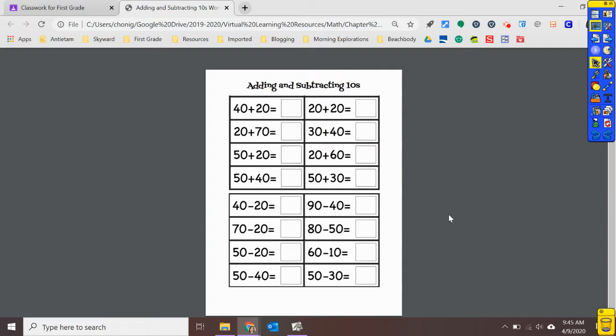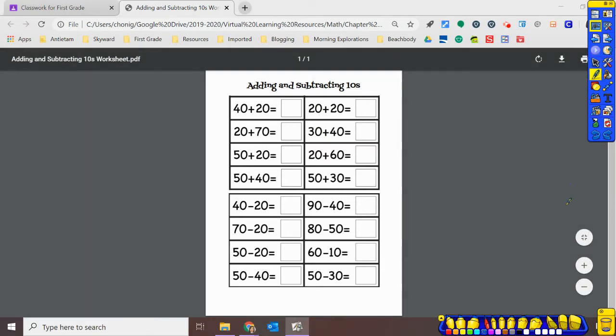So we're going to do a different page that's not in your workbook today. What I need you to do is either have this page printed in front of you, or if you don't have a printer at home, and that is okay, all you need to do is get a blank piece of paper, and you're going to write the problems on that piece of paper. Okay, so please get that ready. If you need time, you can just pause the video and then unpause it when you're ready to move on.